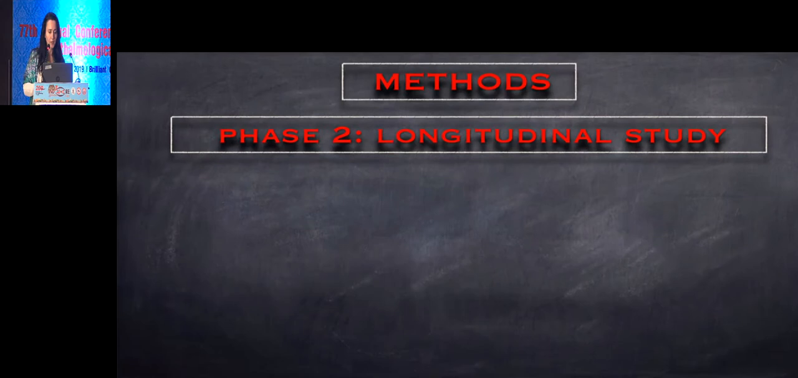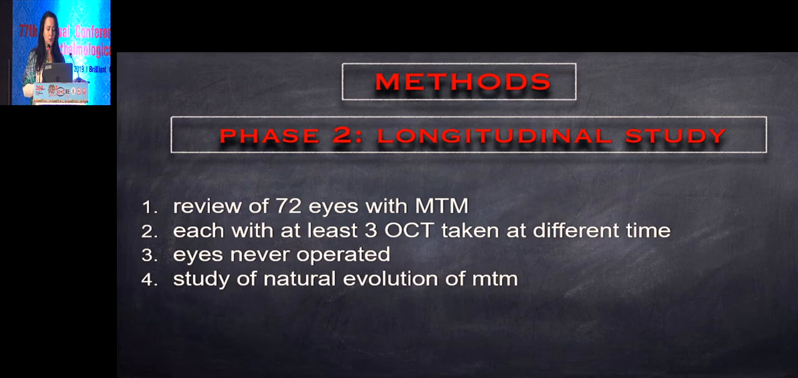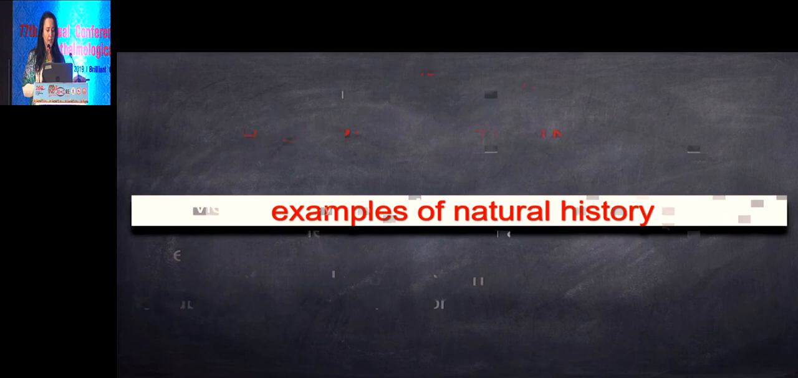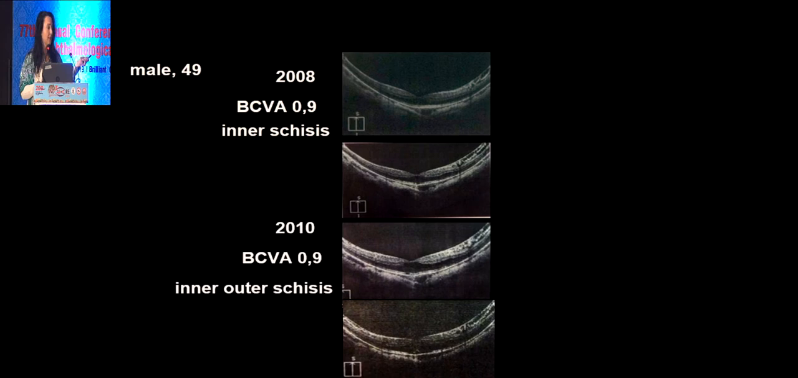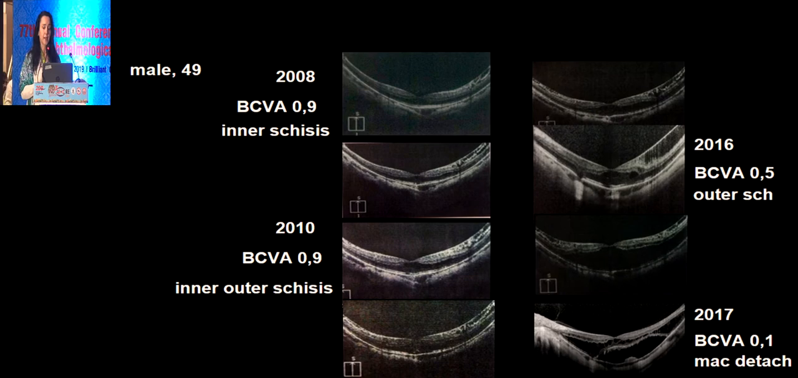In the second phase of the study, I have reviewed 72 eyes that could provide at least three OCTs in time, never operated, so just to follow up the natural history, with up to 11 years of evolution. Let's see some examples. Look at this male at 49 years of age. He has almost no signs of MTM, but he develops inner schizis and then inner outer schizis and then outer schizis and then detachment. So from 2008 to 2017.